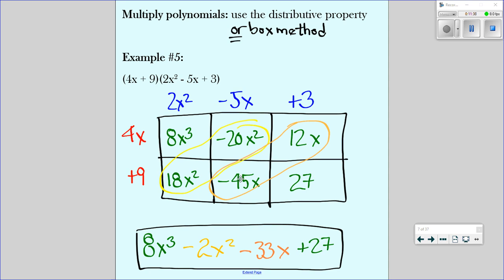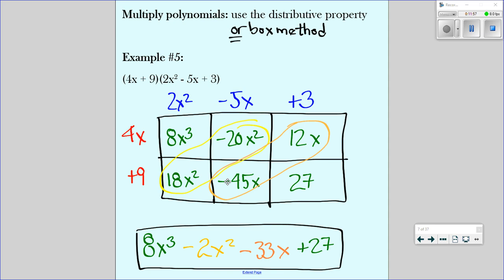And notice the ones that I circle in yellow, they're like terms. I can combine them. The peach colored one, they're like terms. I can combine them. Notice how when you do this in the box method, it looks cleaner, organized, and easier to see what you need to combine, and everything all in its own little box.